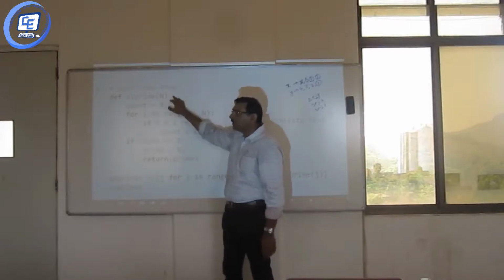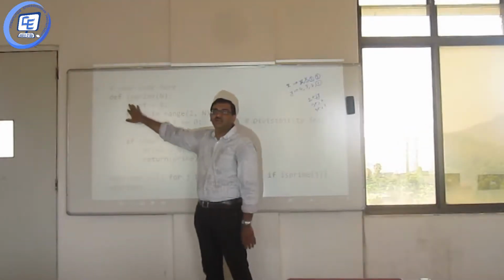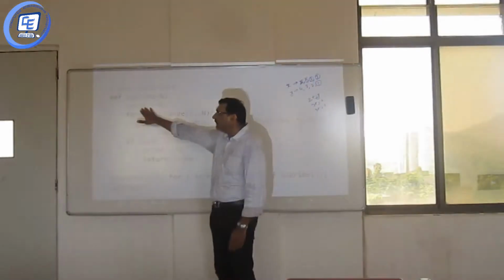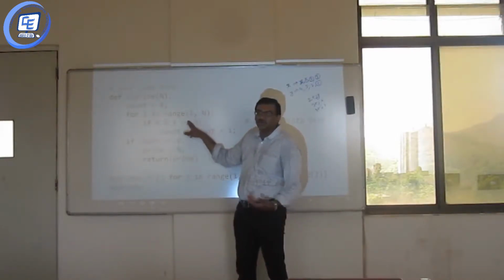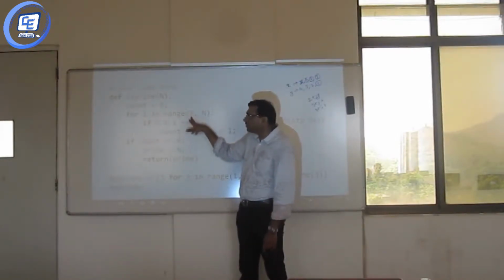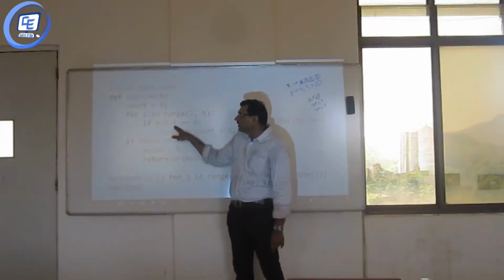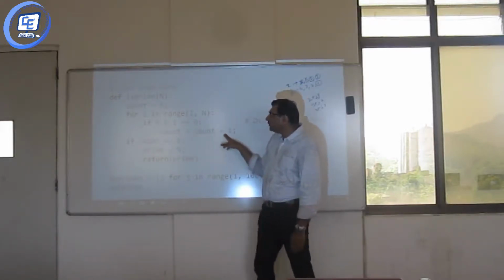Actually, when you type colon and press enter, it will come here because the compiler understands that you are going to write some control structure. I am defining a count for i in range 2, n, because 1 does not make sense here. So I have to start from 2 to n, but excluding n. If it is divisible, count equal to count plus 1.